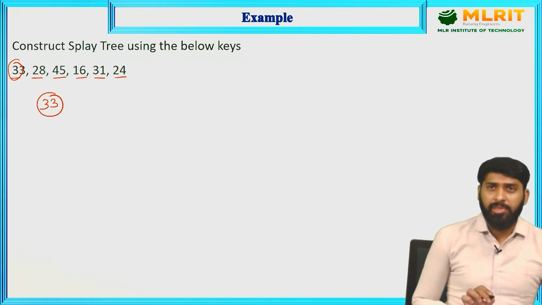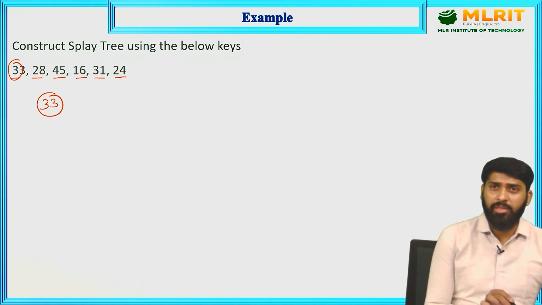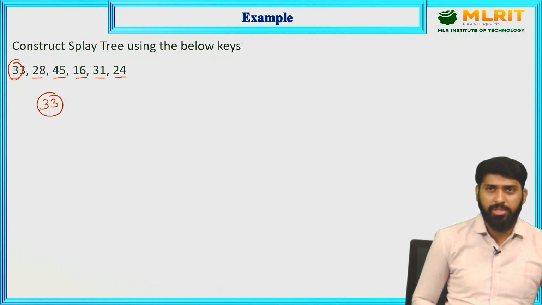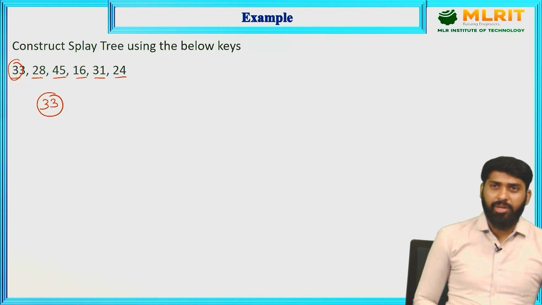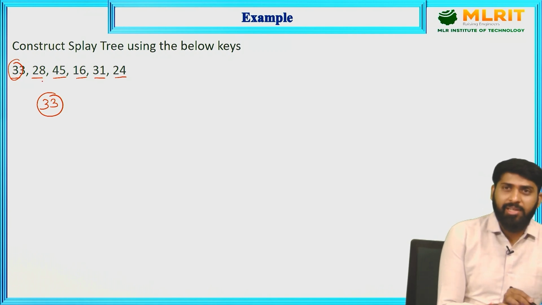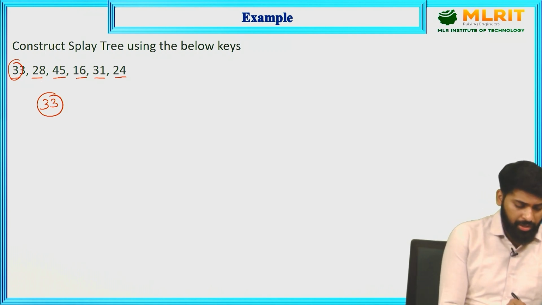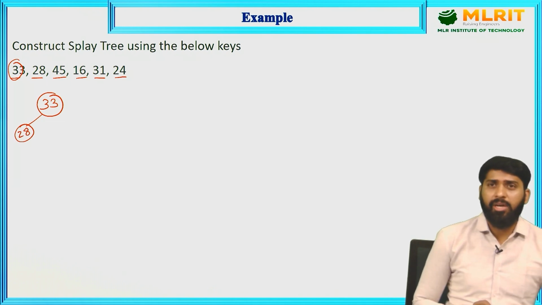Now, 33 is inserted into the tree. Now, 33 is the root, so there is no need to apply any rotations here. Next number is 28. Now, 28 is less than 33, so insert 28 as the left child of 33.